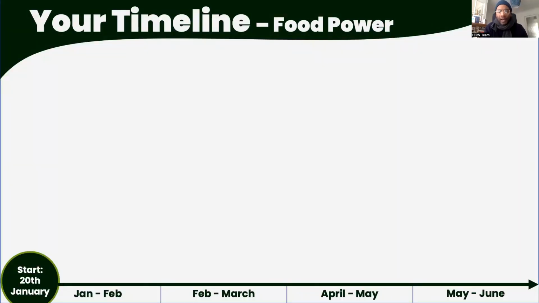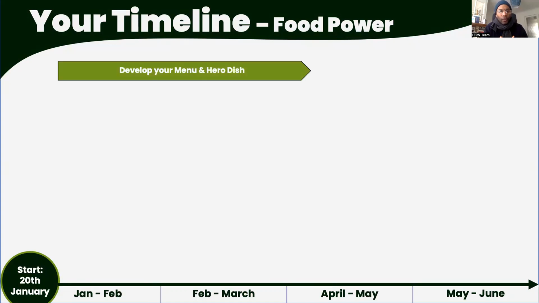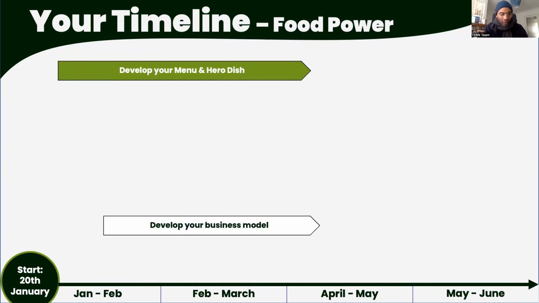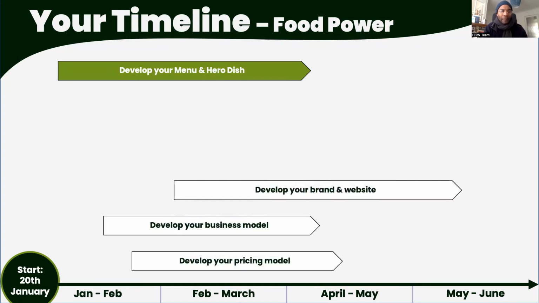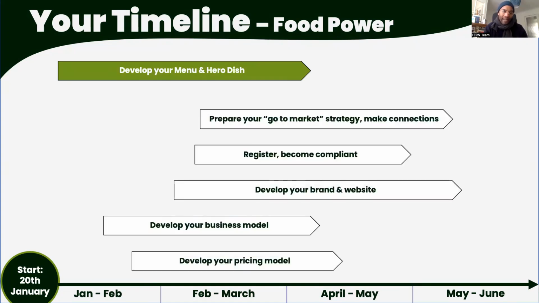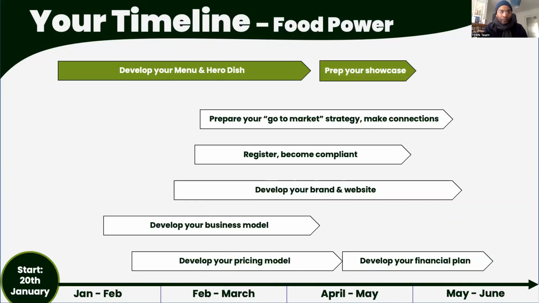I did mention that although the workshops felt like they were one after the other, the work was sort of happening at the same time, and you will have to keep your mind on several things at the same time. But that's why you have a coach. That's why we're here. We're here to support you from developing your hero dish all the way to the Mission Kitchen showcase and graduation in June. So that's what we'll do for you.